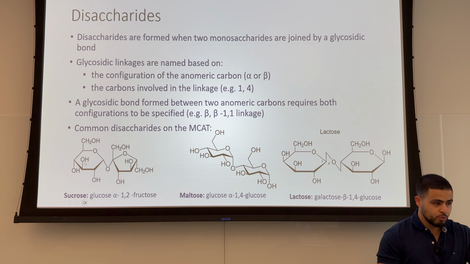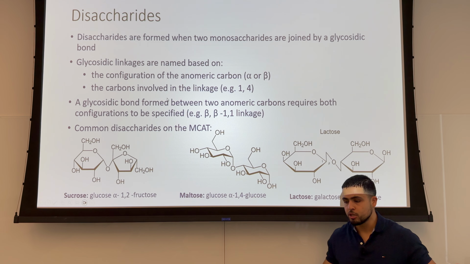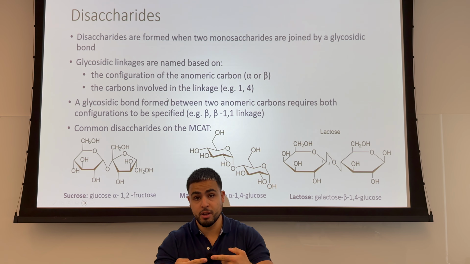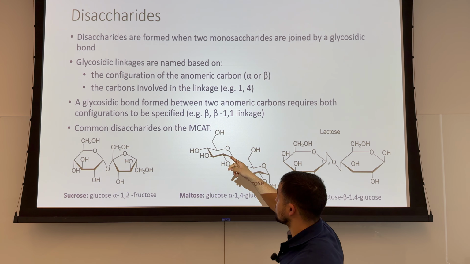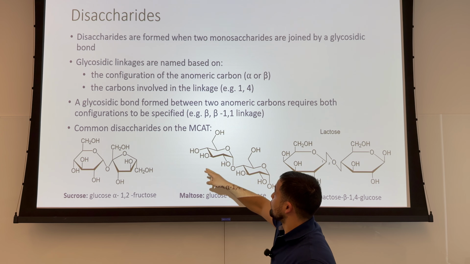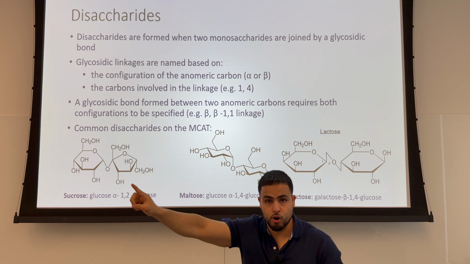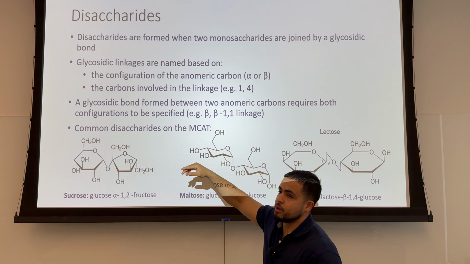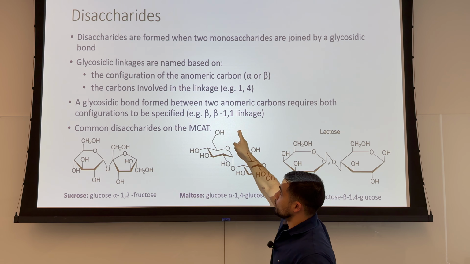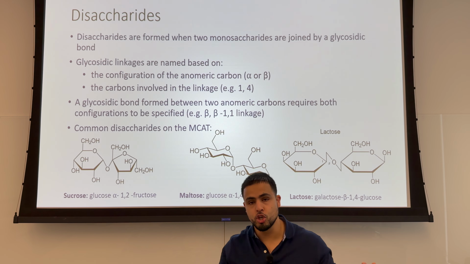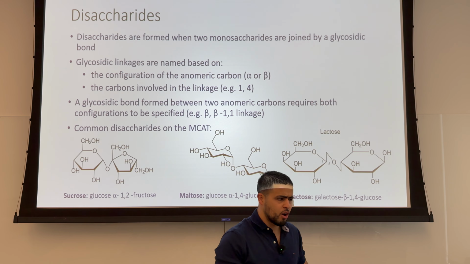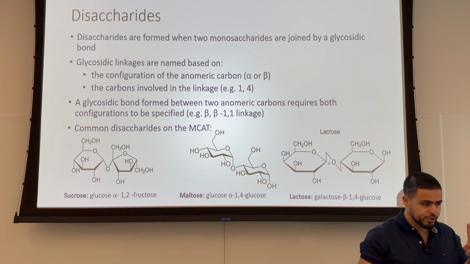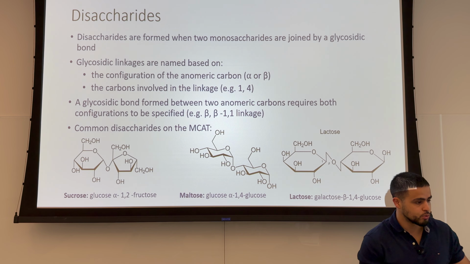Now, and we'll go over these examples in a bit, but one exception is when you have two anomeric carbons interacting with one another. In that case, you have to name it based on both. So you have to mention, for example, instead of just mentioning one anomeric carbon, for example, alpha-1,4, here you would say beta-beta-1,1, or alpha-beta-1,1, or alpha-alpha-1,1. So that's when two anomeric carbons join one another. Although the common examples on the MCAT only have one anomeric carbon involved, as we'll see right here.